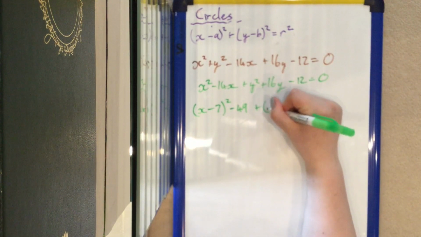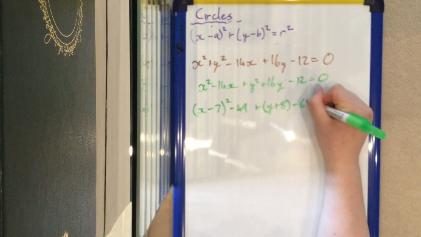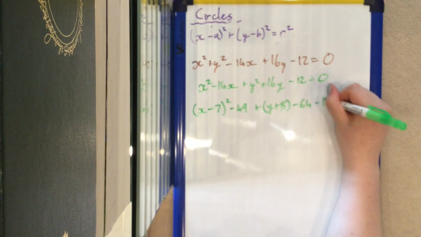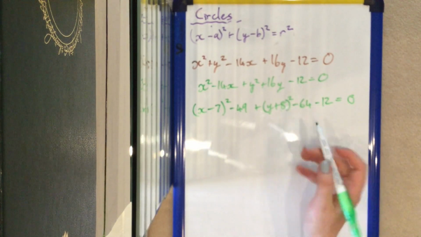Then we go to y, so y plus 8, because 8 is half of the 16, minus 64 for 8 squared, minus 12 is 0. And this is starting to now look a little more like a circle equation.